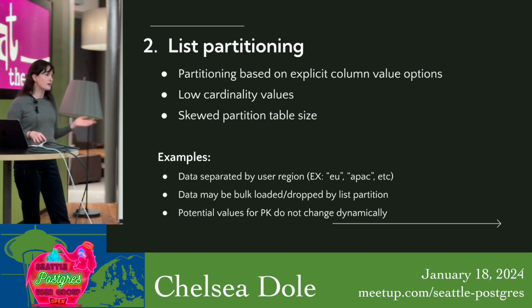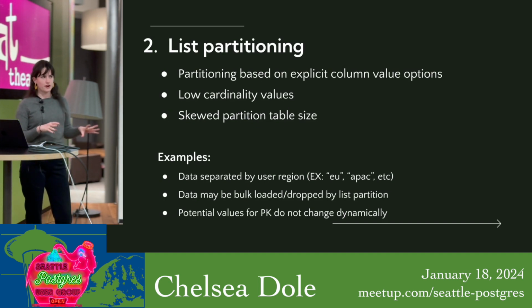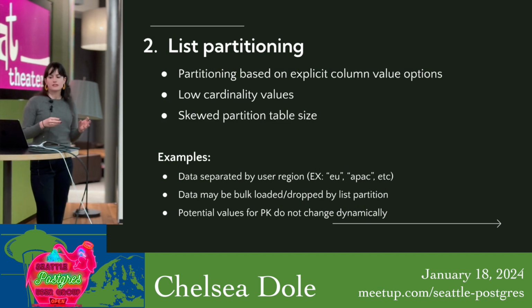List partitioning is the second option you have in Postgres. And here, instead of being a min and a max, it's an explicit column value. So list partitioning is usually great when you have a low cardinality field. So for example, maybe I have data that's separated by user region, and I always want to query for US or maybe APAC or anywhere else. Maybe I want to bulk load or drop by list partition, because another feature of partitioning is I'm able to add and remove full partitions at a time without running into some of the long locks and MVCC constraints I would see in a regular table.